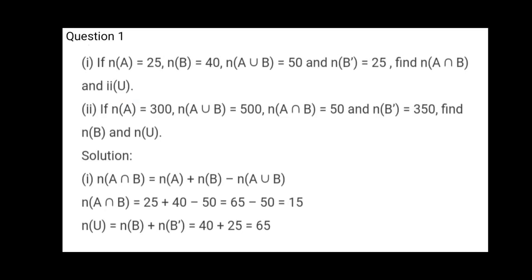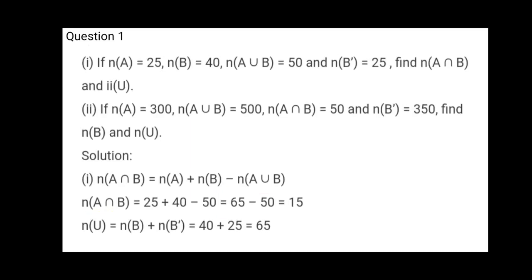We can use this formula to find that n(A intersection B) equals n(A) plus n(B) minus n(A union B). So when we use this, just substitute n(A) = 25, n(B) = 40, n(A union B) = 50. So 15 is the value of n(A intersection B).